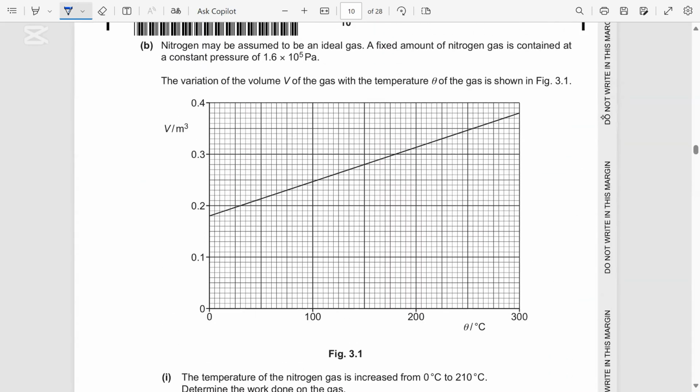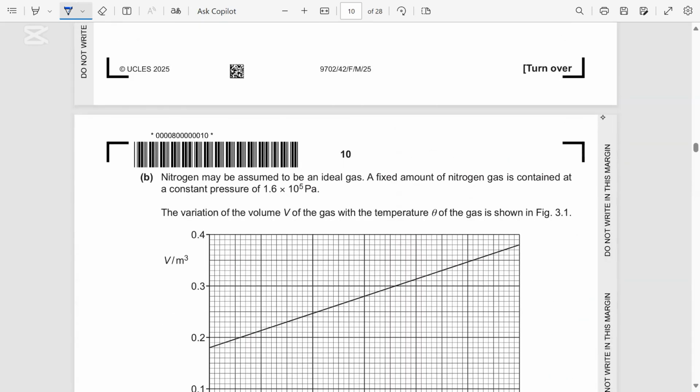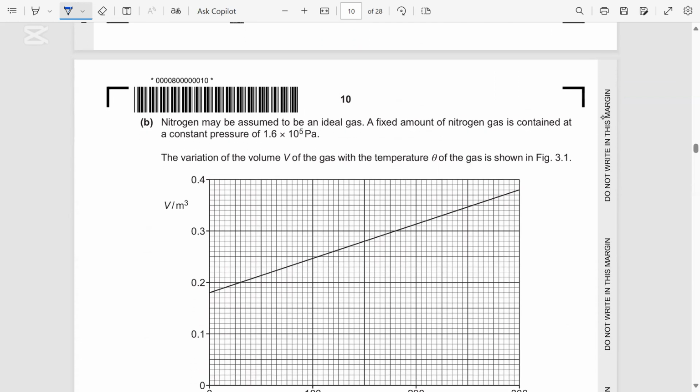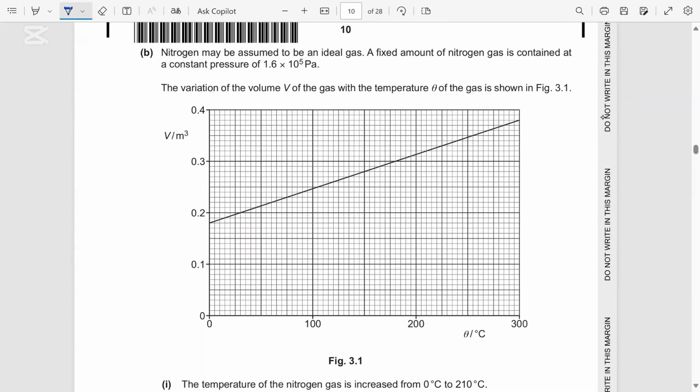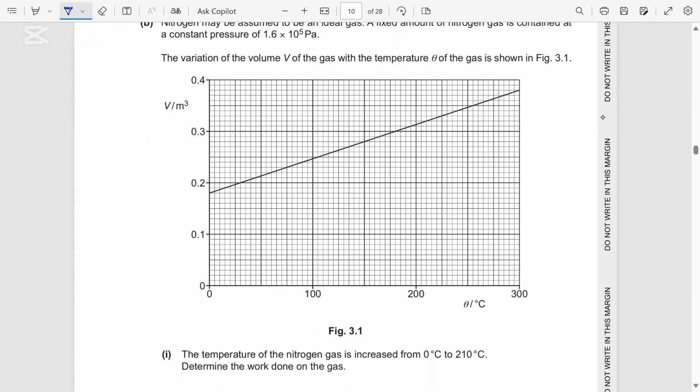Assumed to be an ideal gas. A fixed amount of nitrogen gas is contained at a constant pressure of 1.6 into 10 raised to power 5 Pascal. The variation of the volume of the gas with temperature of the gas is shown in figure 3.1. The temperature of the nitrogen gas is increased from 0 to 210 degrees Celsius. Determine the work done on the gas.